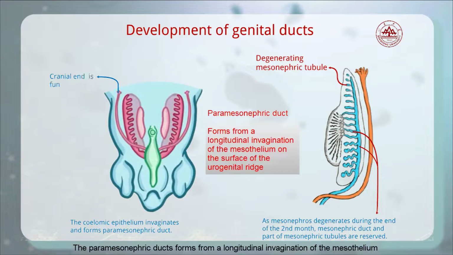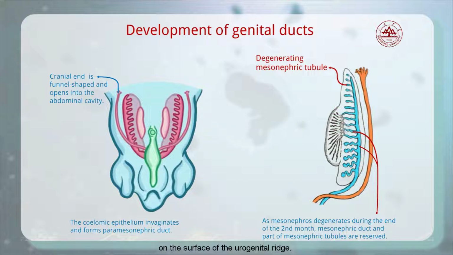The paramesonephric ducts form from a longitudinal invagination of the mesothelium on the surface of the urogenital ridge. The coelomic epithelium invaginates and forms the paramesonephric duct. Cranially, the duct opens into the abdominal cavity. The cranial end is funnel-shaped.